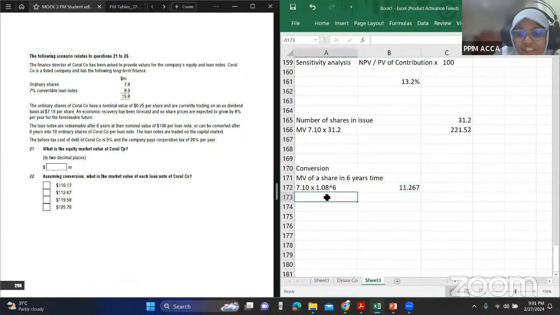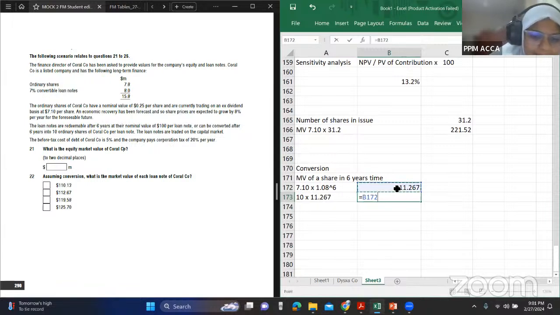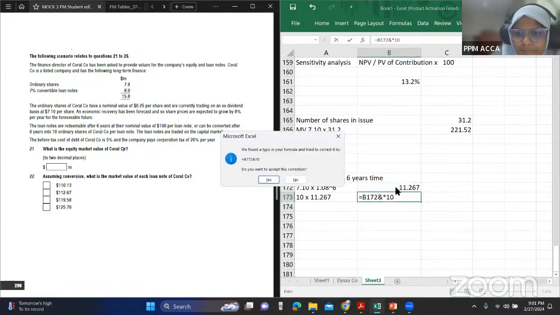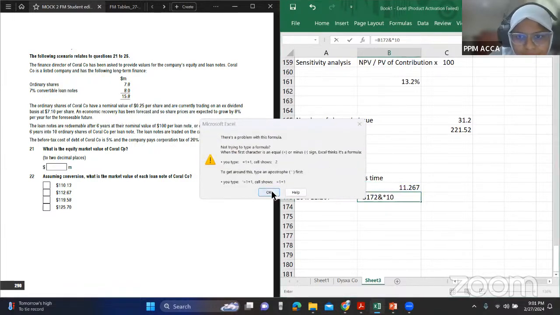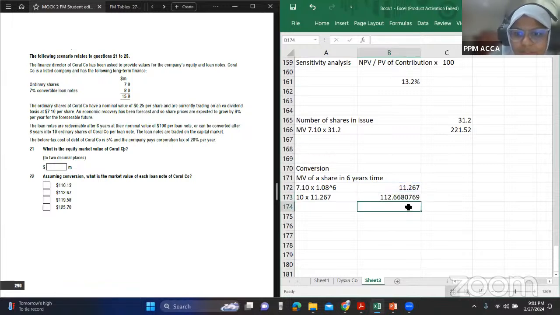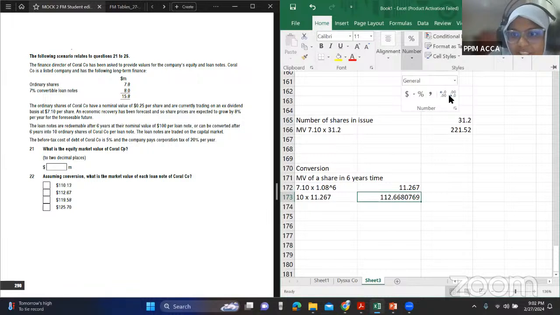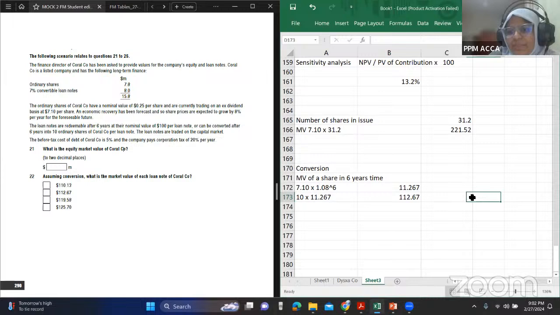So if we convert, then what will happen? We will get 10 shares. So each share will be worth how much? 11.267. Ultimately, the amount that we will get in hand is going to be this figure multiplied by 10, so 112.67. That's the conversion value. Now, the redemption value is 100. So obviously, we will go for the higher option, which is 112.67.